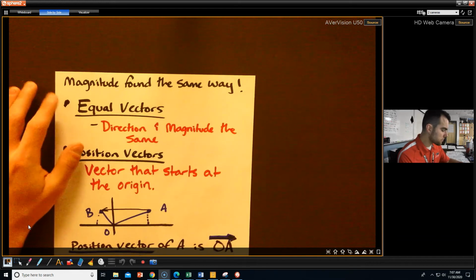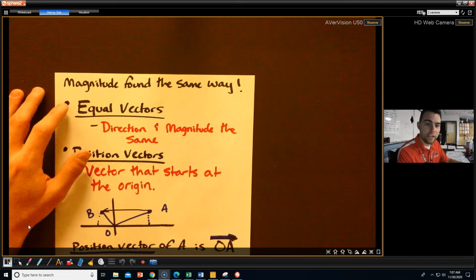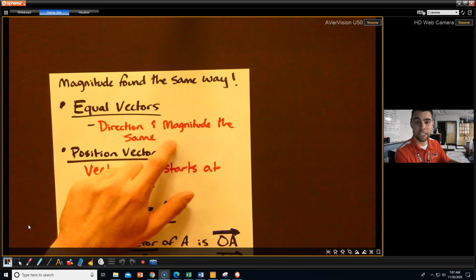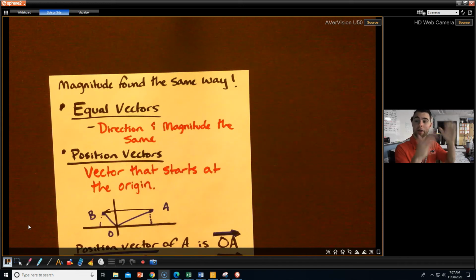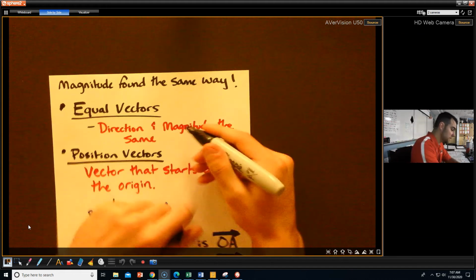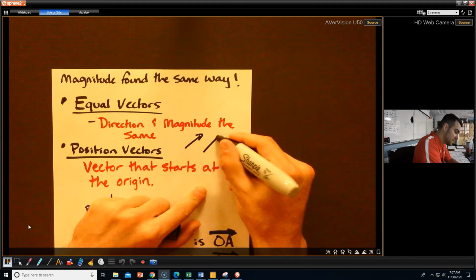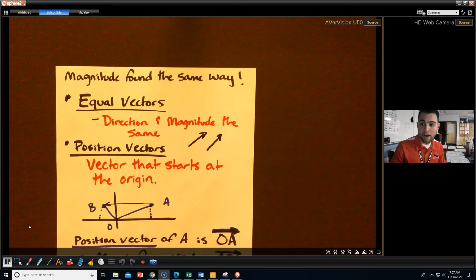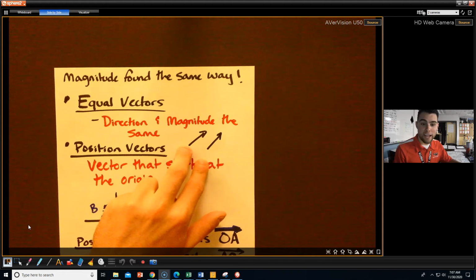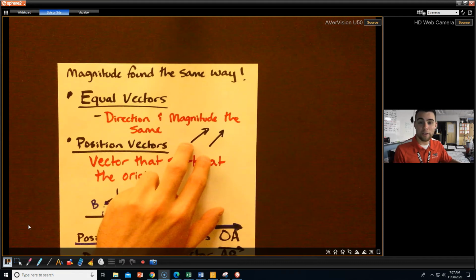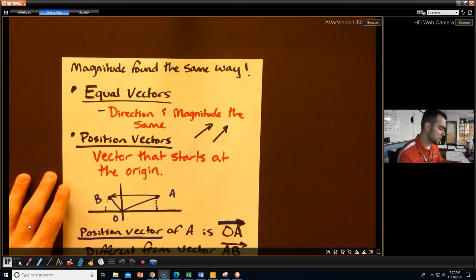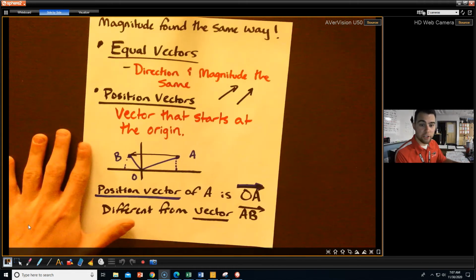Equal vectors. When they say that these vectors are equal, that means not only is their direction the same, but their magnitude has to be the same as well. They have to literally be going in the same direction. So you have to have something that looks more like that. And even that, based off my crappy drawing, they are technically not in the same direction, so those aren't even equal. But let's pretend they are going in the same direction, and same size too.